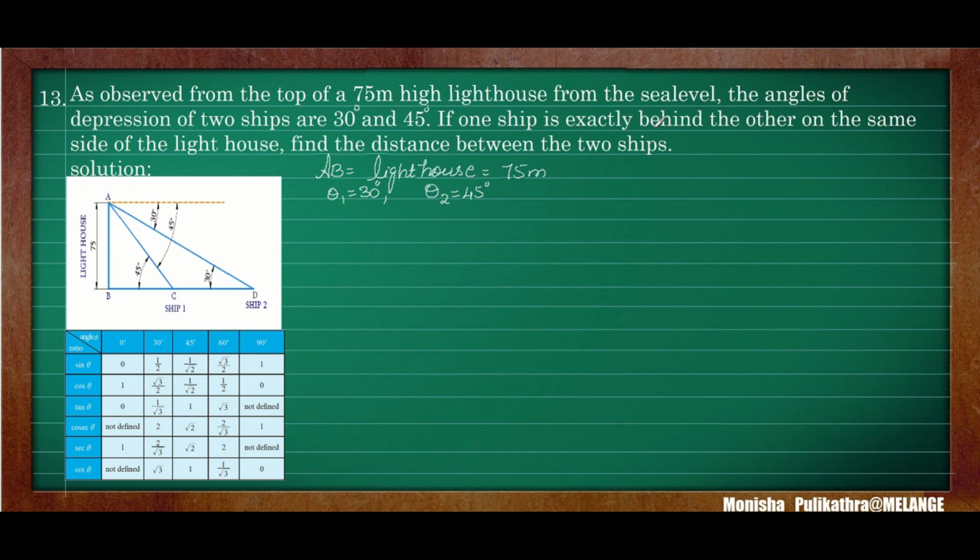One ship is exactly behind the other on the same side of the lighthouse, not on either side of the lighthouse. It is on the same side of the lighthouse. Find the distance between the two ships. We need to find out the distance between C and D. What is the distance between two ships? So we need to find out CD, which is the distance between two ships.